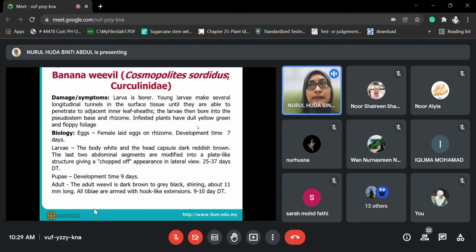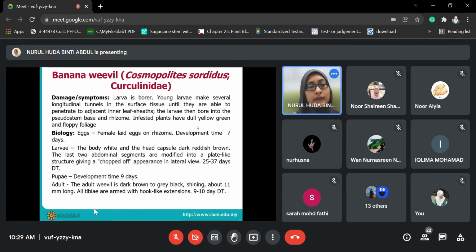So daun dia akan jadi menguning, and after menguning mungkin dia punya foliage, okay, dia floppy ni maksudnya instead of tegak, you can imagine like pokok pisang which is yang segar, daun dia akan toward ke atas instead of jatuh ke bawah tau dia punya daun. So floppy meaning that macam dia layu lah.